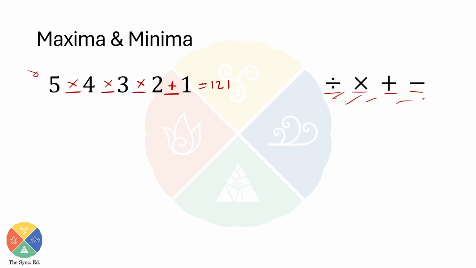121. If you had done all multiplications, then you would probably get the answer 120. That's not the highest possible value. This is the highest possible value. Okay, 121 is the highest possible value because I am utilizing the last one also.